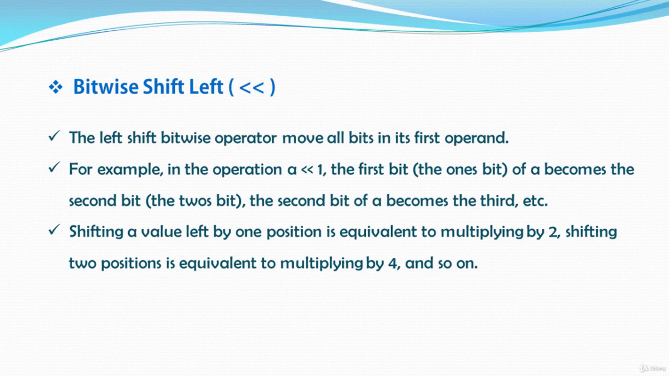Shifting 2 positions is equivalent to multiplying by 4, and so on. For example, 7 left shift 2. When you execute this statement, the result would be 28, right?